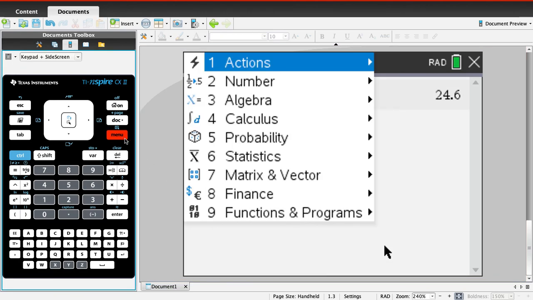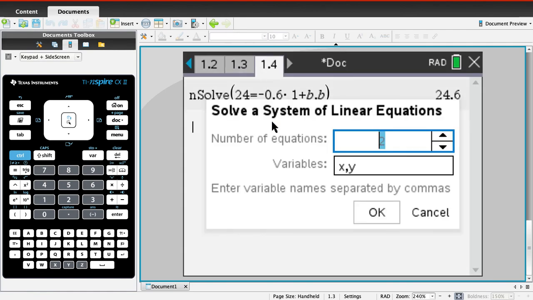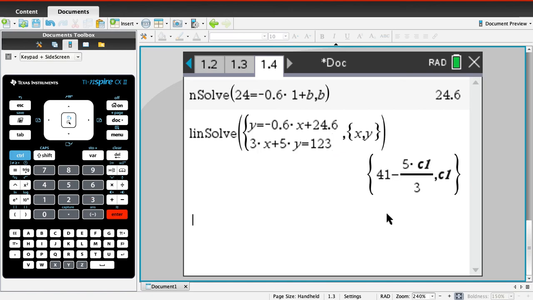I'm here on my calculator screen, my actual calculator screen, not the home screen. I'm going to hit Menu, Algebra, Solve System of Linear Equations. It's going to ask me how many equations and the variables. I'm not going to change that at all. I'm going to type in my first equation. Now I'm going to type in my second equation. I'm going to hit enter and notice how it gave me a letter C. If I see a letter C anywhere, infinite solutions, these are exactly the same.